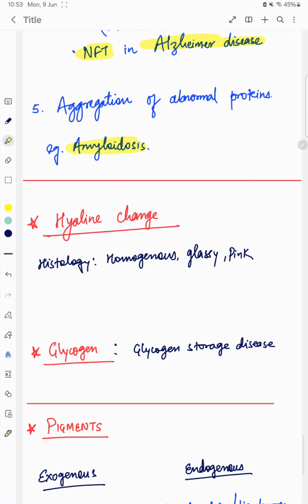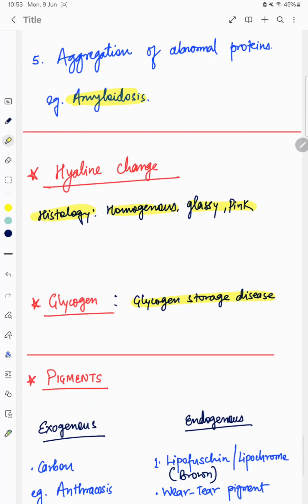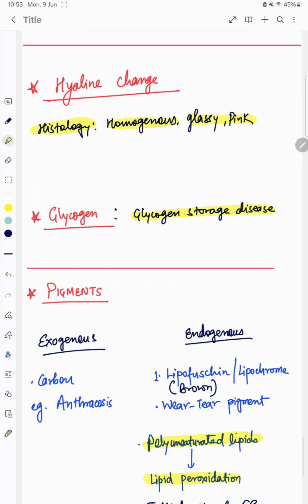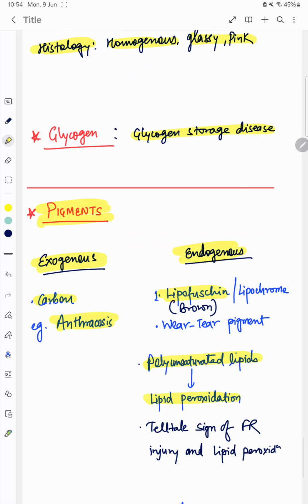There is a condition known as hyaline change. Histologically, a homogeneous glassy pink appearance is known as hyaline change. Accumulation of glycogen is seen in glycogen storage diseases, which we will discuss in detail later on. There are some pigments that can also be deposited intracellularly. Exogenous carbon in anthracosis. Endogenously, lipofuscin or lipochrome pigment, which is brown in color, is also known as wear and tear pigment.